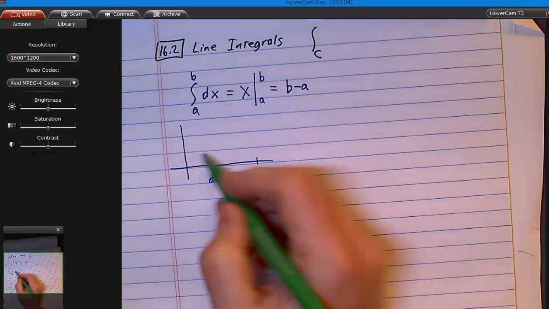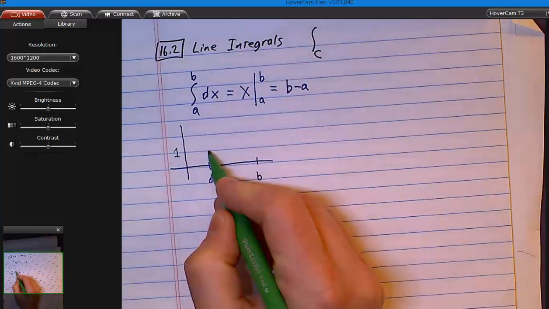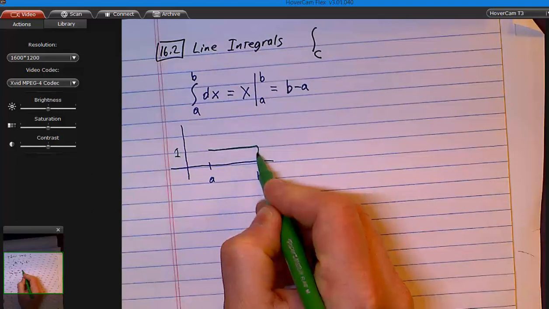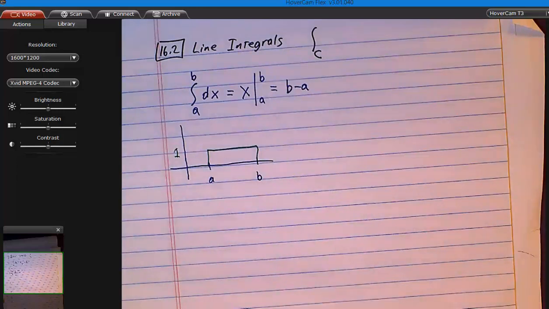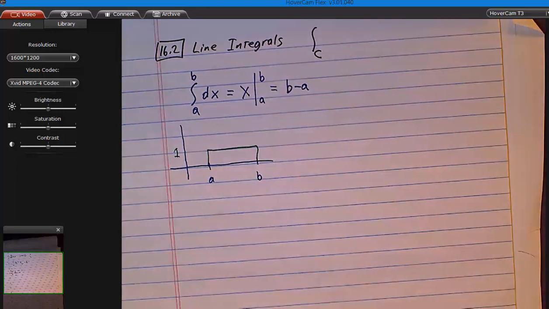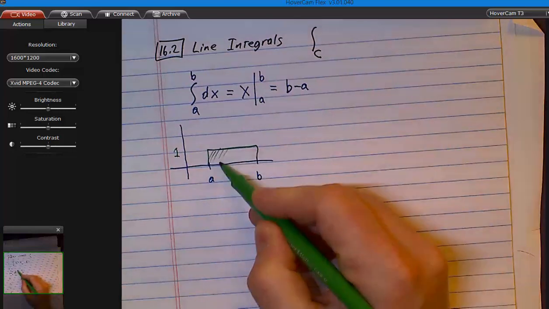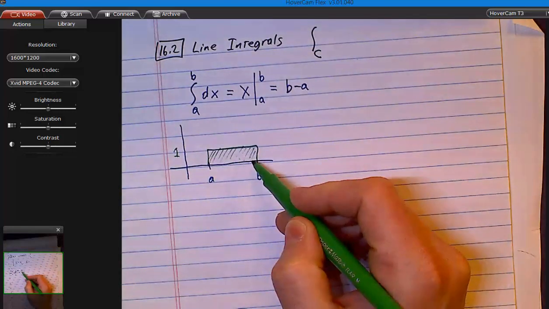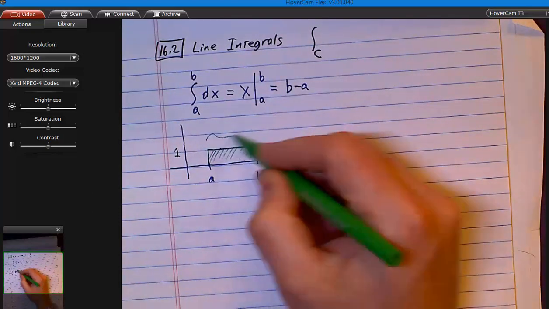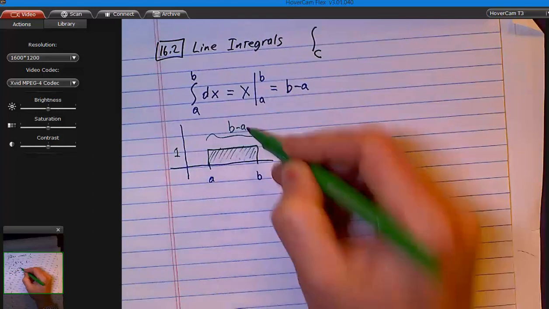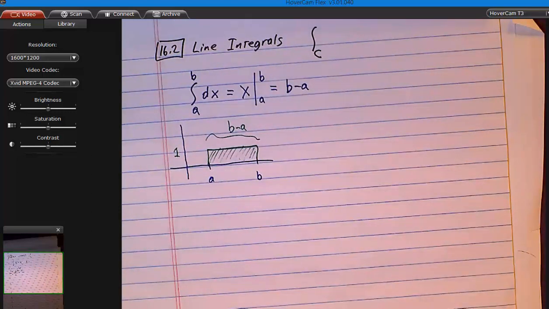Of course, what we did, of course, is we integrated 1. And so you could also say, well, you found the area under the curve. Of course, if you pick 1, what's really nice about that is that the area is the same as the distance, right? It's like having a tape measure, right? And so I agree that this distance from here to here is b minus a, right? We integrated 1. Okay. So what's going to happen now?